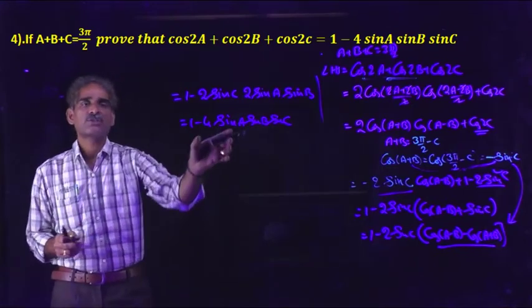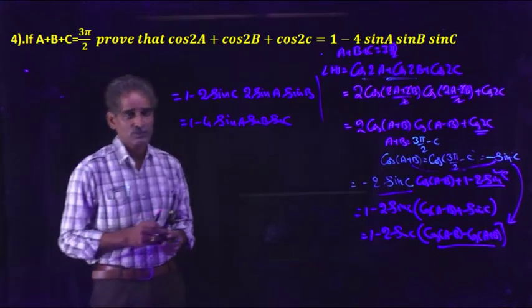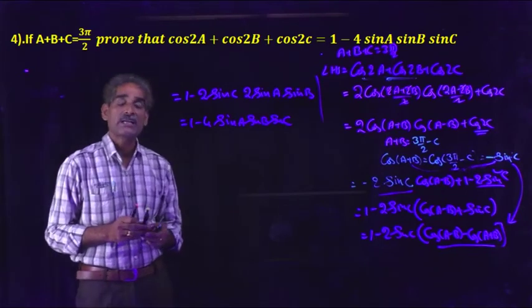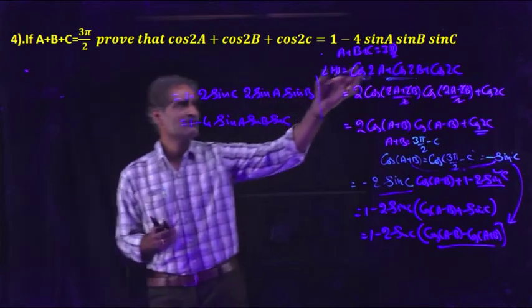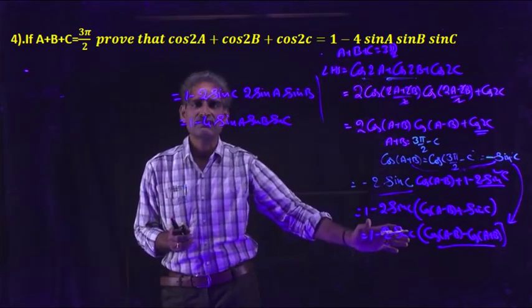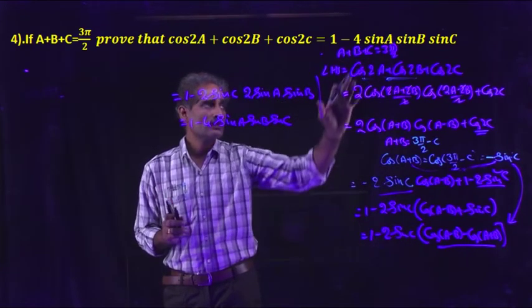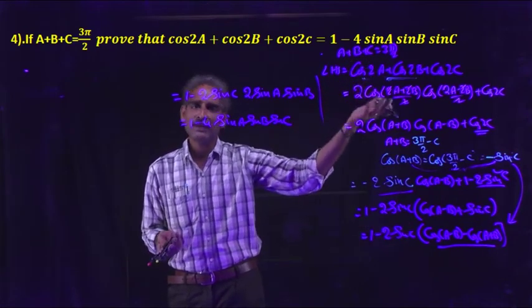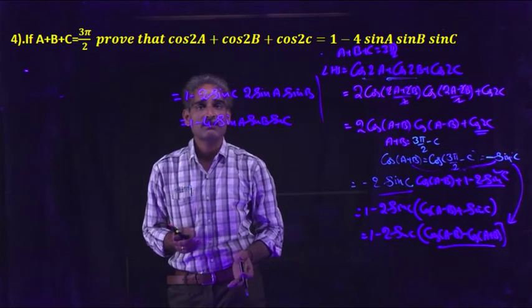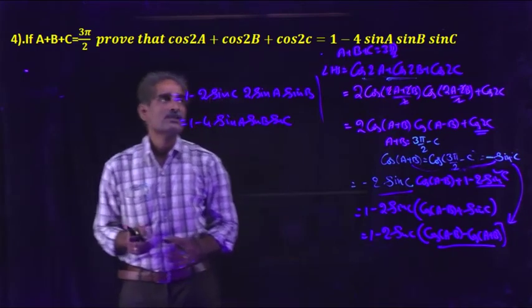Okay, this is the value for cos 2a plus cos 2b plus cos 2c at a plus b plus c equals 3 pi by 2. Whatever the relation may be, the procedure is the same. If a plus b plus c is 3 pi by 2, this is the same procedure. If a plus b plus c is pi, the procedure is the same. Okay, right. See next problem.